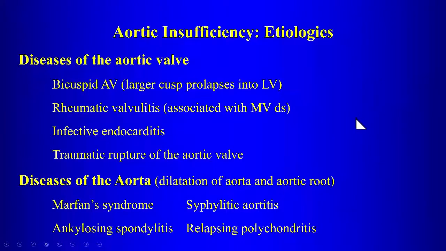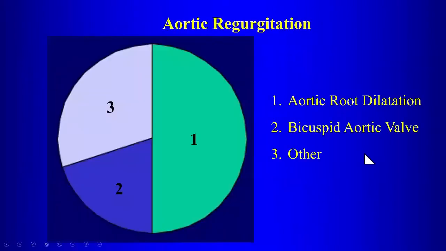So the causes of aortic valve regurgitation: bicuspid valve, in addition to stenosis, can also cause regurgitation, as can rheumatic heart disease, endocarditis, and traumatic rupture of the aortic valve. Dilatation of the ascending aorta can also give you aortic valve regurgitation, with various causes, Marfan's of course, and vasculitis can sometimes give you dilatation of the aorta. Aortic root dilatation turns out to be a very common cause of aortic valve regurg. The second most common cause is bicuspid aortic valve.